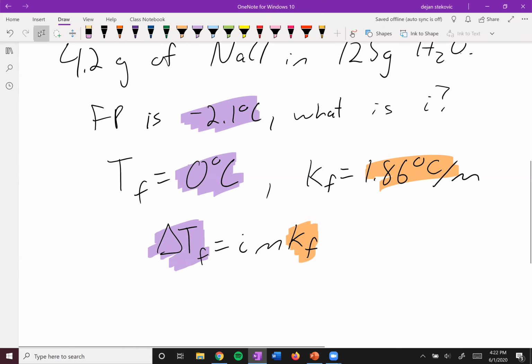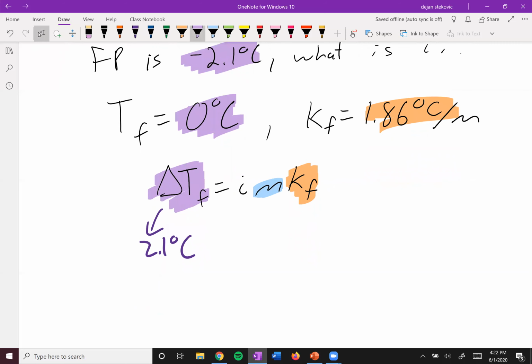So this is a pretty simple problem. It's just going to be negative 2.1 degrees Celsius or positive 2.1 degrees Celsius. You got to be careful with the sign. It depends on what value this K_f is. Sometimes they'll give it as a positive value, sometimes a negative value. You just kind of got to make sure it makes sense. Next up, we have to solve for the molal of this solution. So we know molality is equal to moles solute over kilograms of solvent.